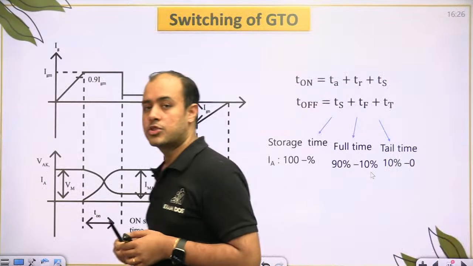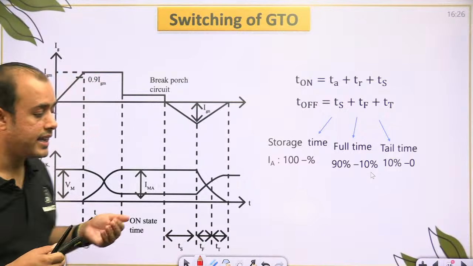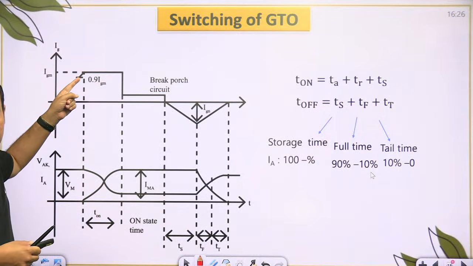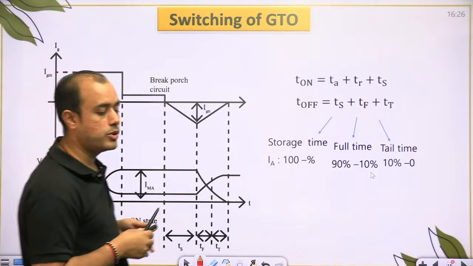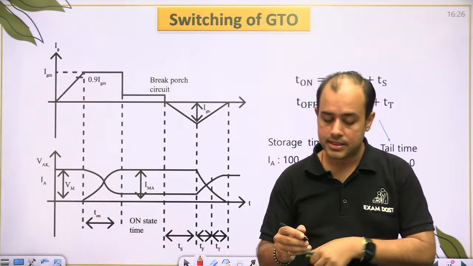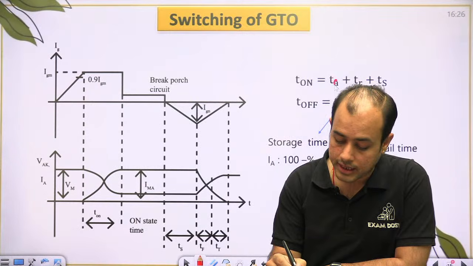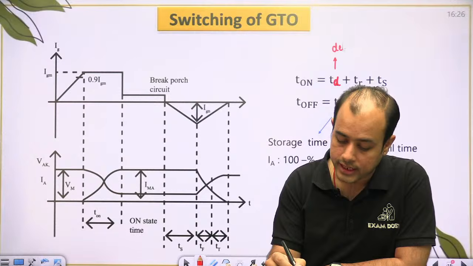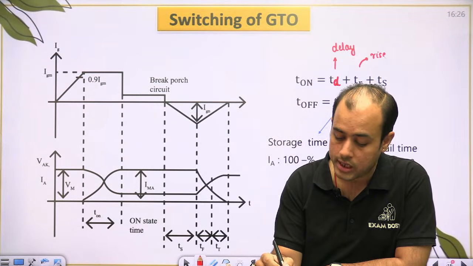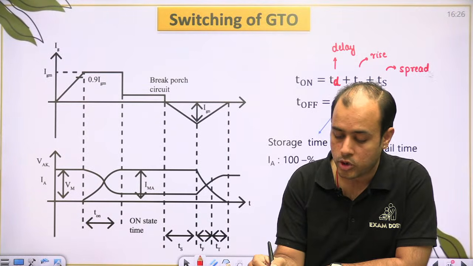Okay. Now switching characteristic beta, again you will see the turn on once the gate current reaches 90%. So now during turn on there are three times: the delay time, the rise time, the spread time. And during turn off there are three times: the storage time, fall time and the tail time. ये आप already पढ़ चुके हो बेटा.